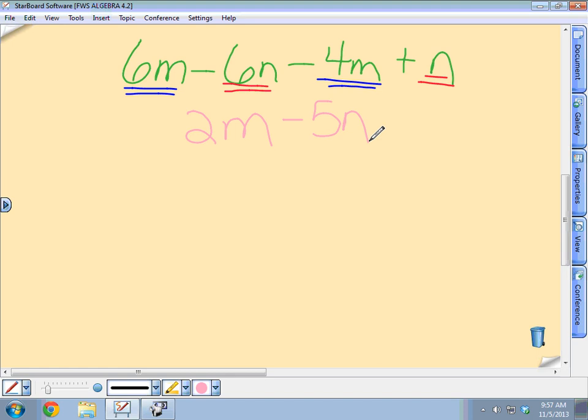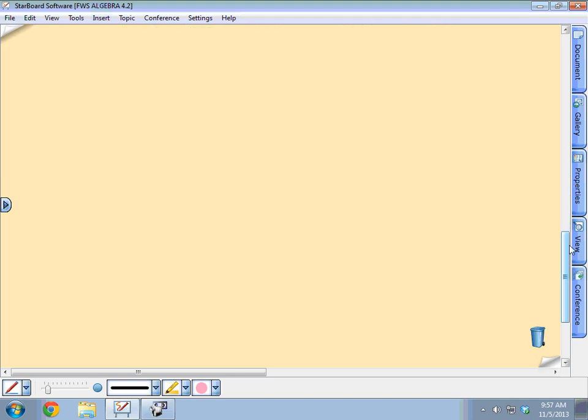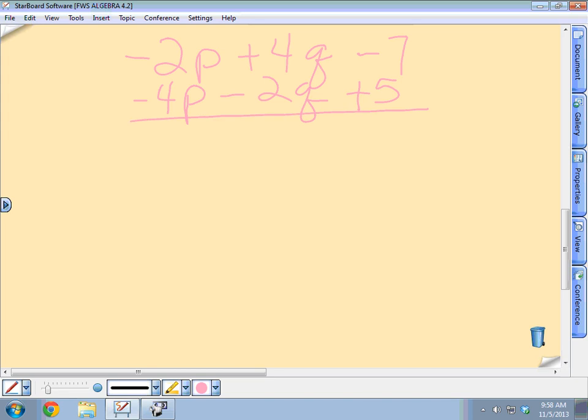Let me do number 14. Negative 2p plus 4q minus 7, minus 4p minus 2q plus 5. And they give the directions as add.